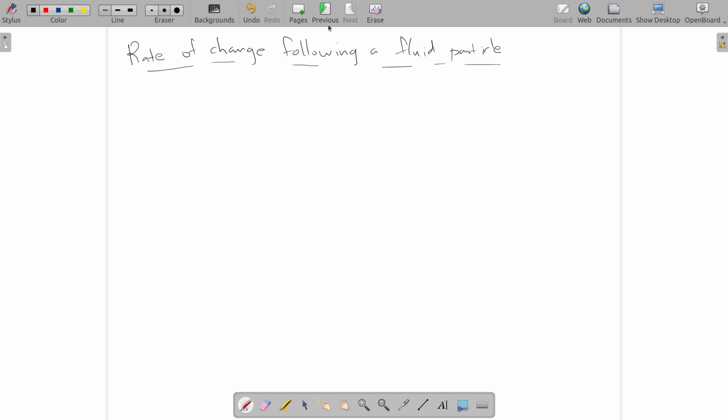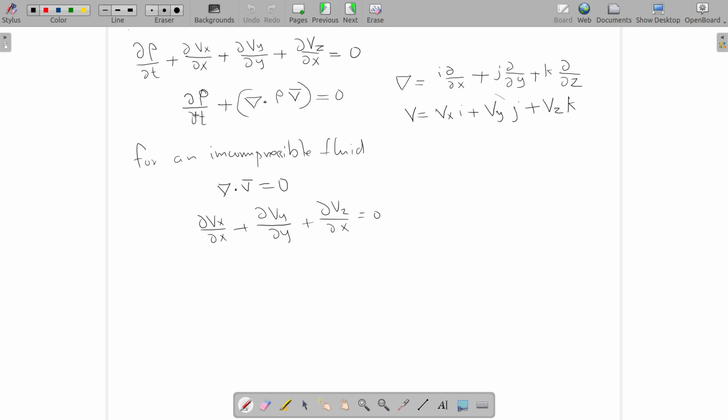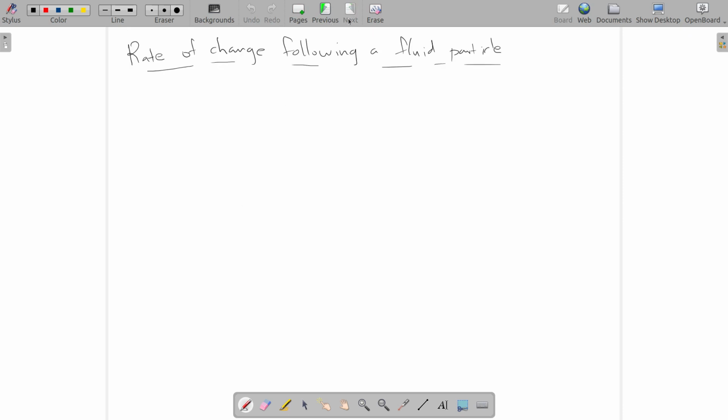In the previous equation you have seen, for example here, dou rho dou t is the rate of change of density with respect to time at a certain point in space. There is another concept called rate of change following a fluid particle. A fluid particle will usually be moving, so the rate of change of a property in the fluid particle with respect to time will be considered, along with its change with respect to space. This is called rate of change following a fluid particle.